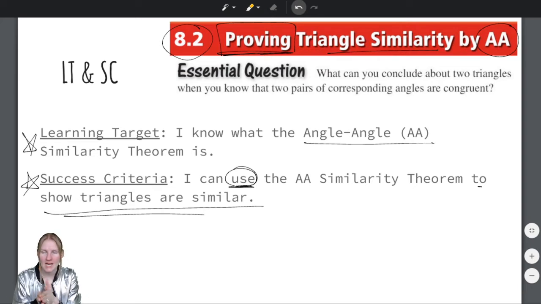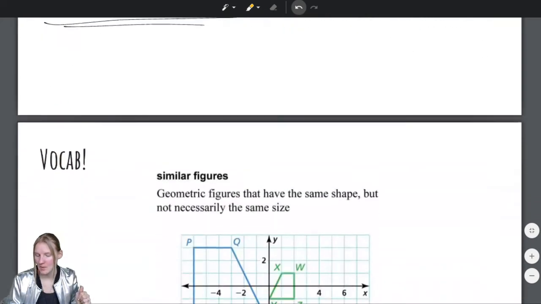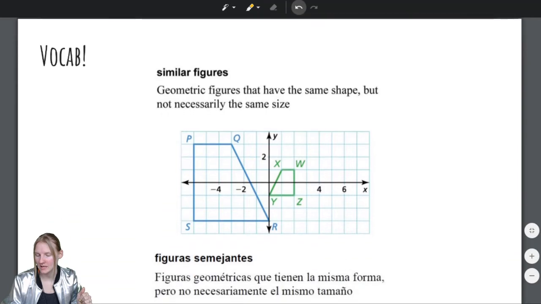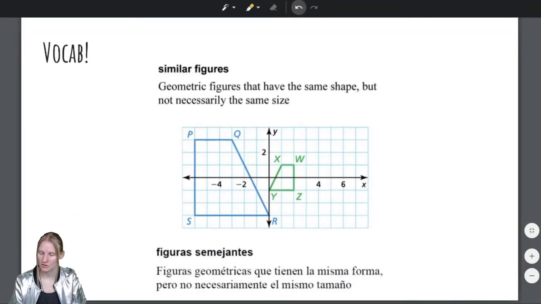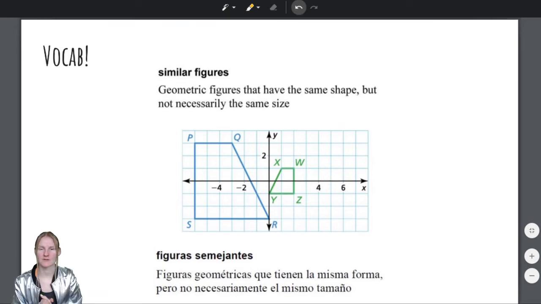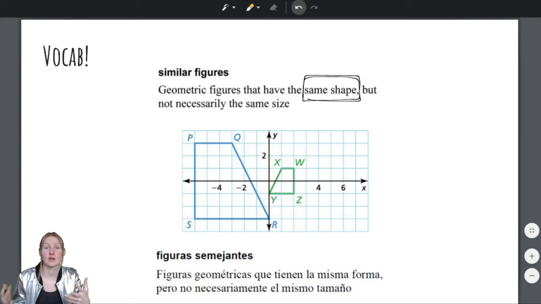Before the AA similarity theorem, we have to review what similar figures are. Similar figures are geometric figures that have the same shape. They must have the same shape, but not necessarily the same size. They could have the same size, they could have a different size. But they must have the same shape. Size doesn't matter.